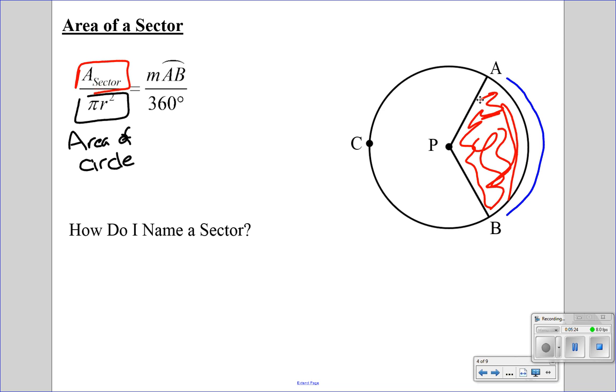How do we name a sector? So the sector that's there, we name a sector by the angle that creates the sector.